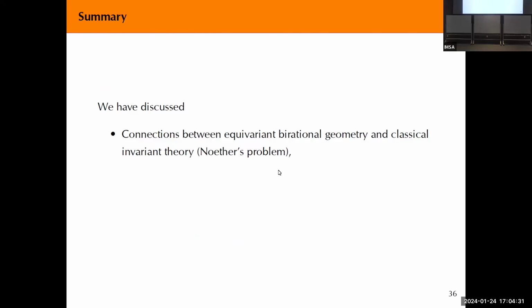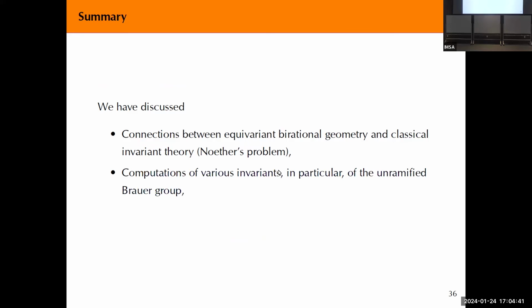So to summarize, maybe I'll finish a couple of minutes earlier. We've discussed connections between equivariant birational geometry and classical invariant theory, Noether's problem, computation of various invariants, and particularly the unramified Brauer group, and the role of quotient stacks in these computations.